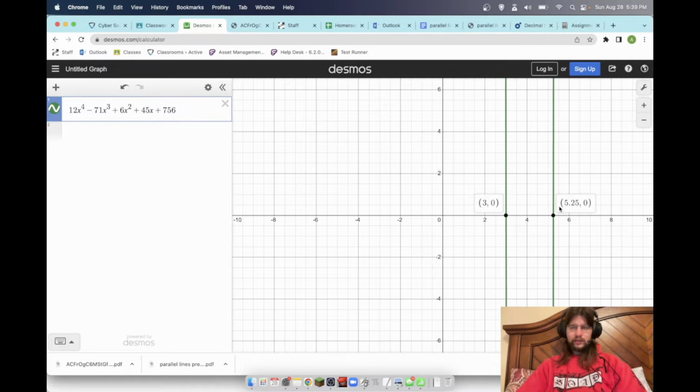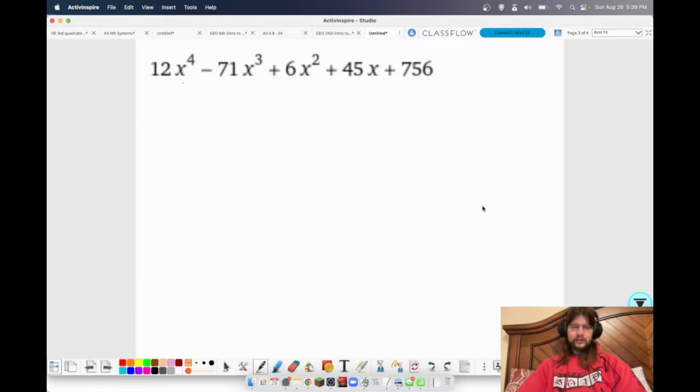Alright, so again, we're going to convert 3 to a fraction. Oh wait, it's an integer already, we're good. So the first number we're going to break it down with is 3. So first in the box is going to be 3. Write down our coefficients.